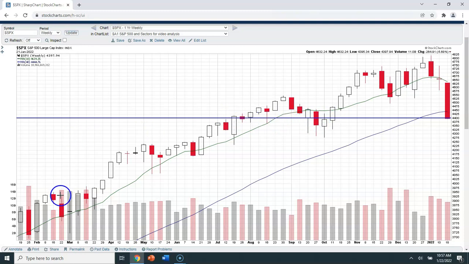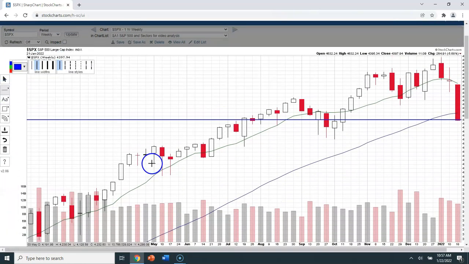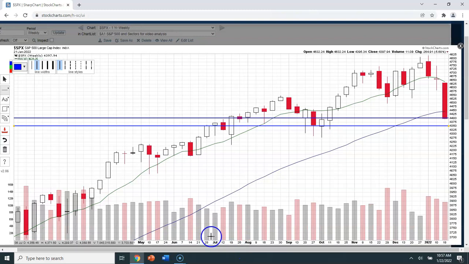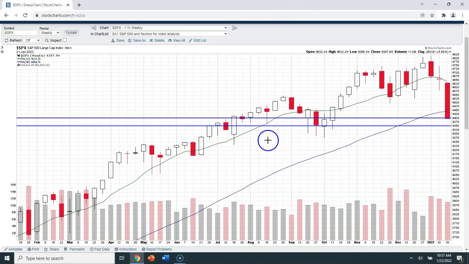Now, if we go down a little bit further, let's bring up that annotation tool again, get the horizontal line. And what I want to do is drop a line around 4350, because we know that the 4350 level, and that is right at that 4350 area, has acted as support, as we can see here, right here back at the beginning of October, end of September. We can see we pulled right down to that level.